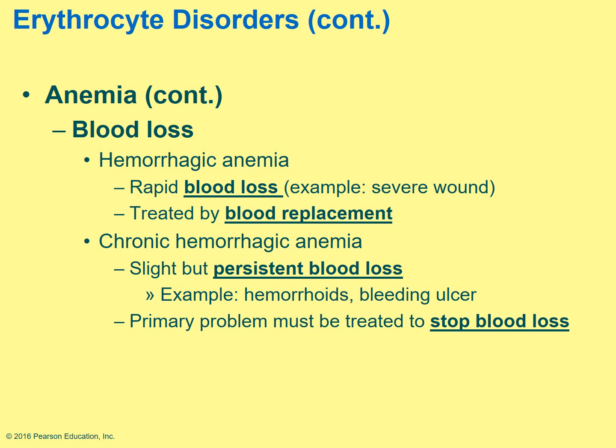Chronic hemorrhagic anemia is you have a slight blood loss, but it's persistent. So it's constantly happening. It's not all at once. It's a small amount, maybe through hemorrhoids, maybe through a bleeding ulcer. Here, the primary problem has to be treated, because if you don't treat the initial problem, you're still going to continue to have that blood loss. So you have to stop the blood loss.